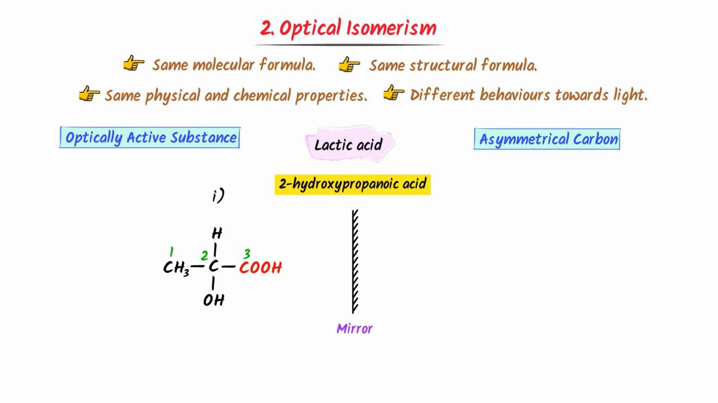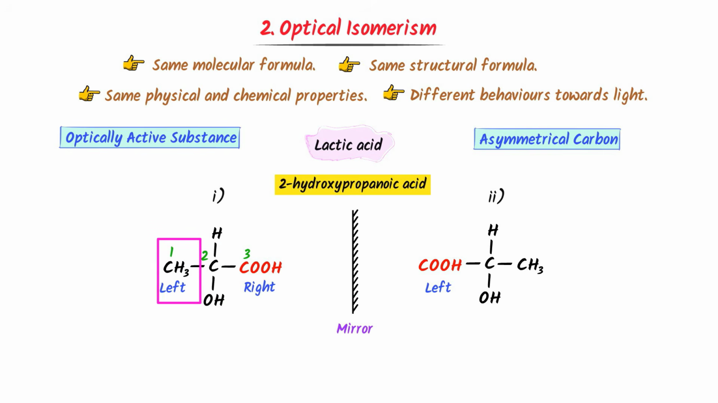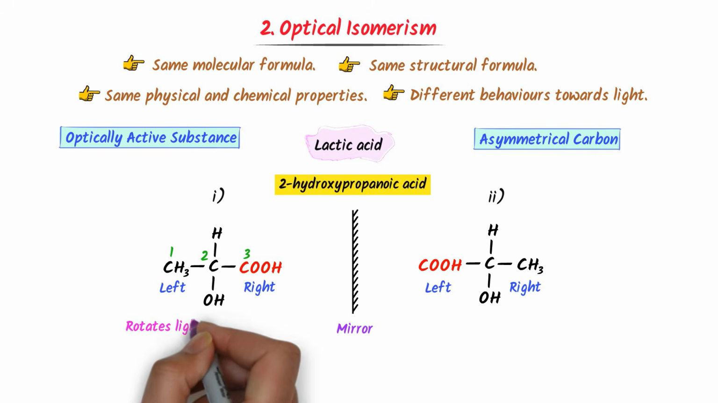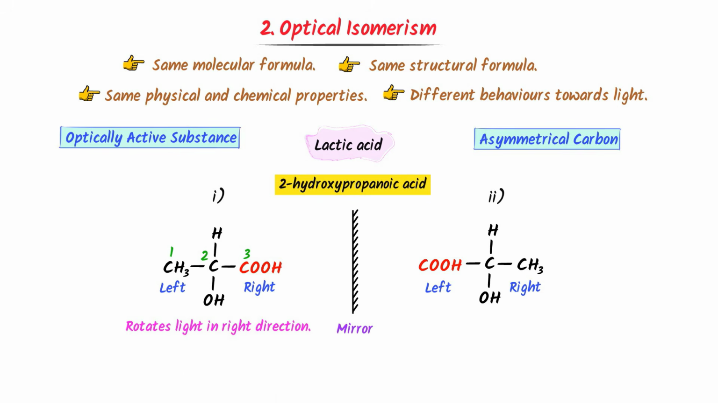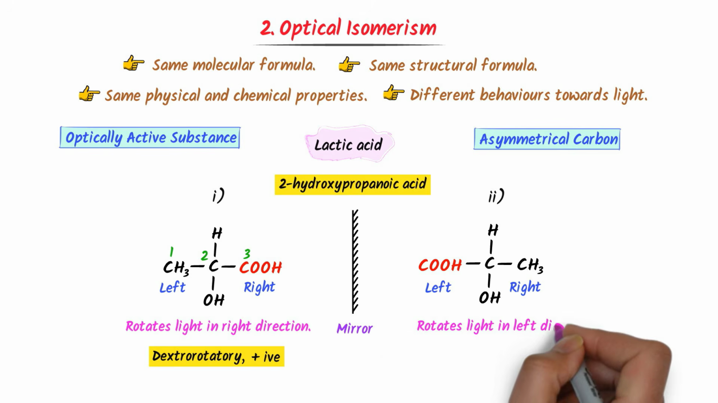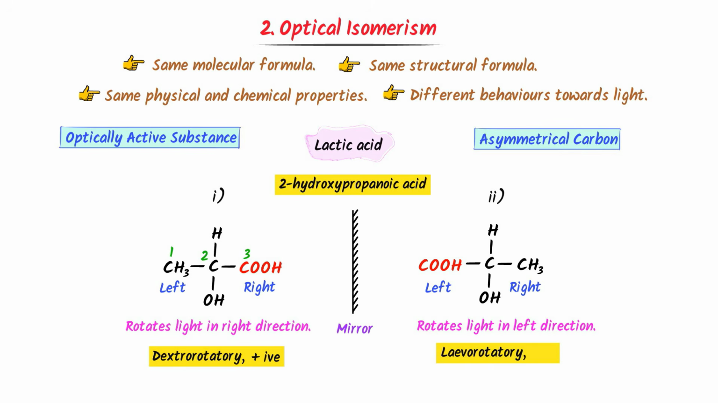Now I place a mirror in front of it. We know that in the mirror, the right side becomes left and the left side becomes right. I get this compound. Now listen carefully. It rotates polarized light towards the right direction. We call it dextrorotatory and we represent it by a positive sign. Secondly, it rotates polarized light towards the left. We call it levorotatory, and we represent it by a negative sign.